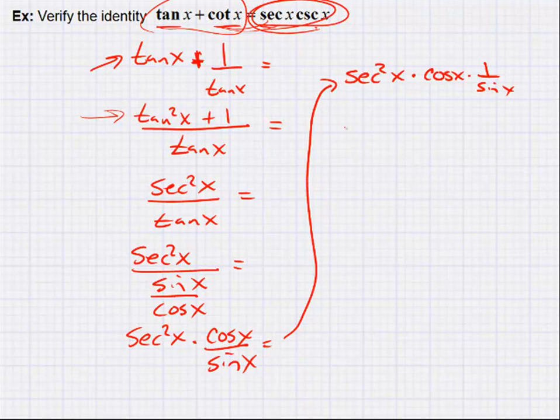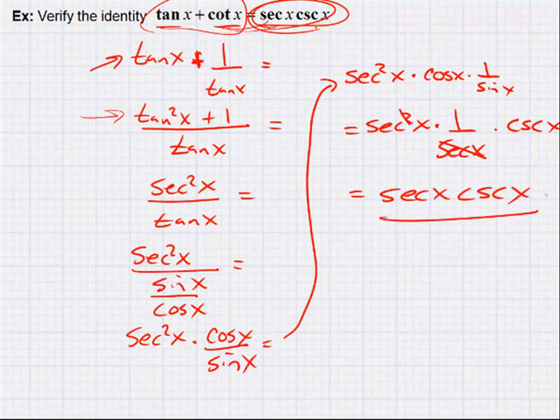Okay. Then I'm going to say secant squared x times cosine is 1 over the secant x, and 1 over the sine is cosecant x. Well, this secant and one of these secants will cancel, so I end up with secant x cosecant x, which is exactly where I wanted to go. So that verifies the identity. You may have looked at this problem and said, I see a totally different way of doing it, and started over here. Perfectly fine. If you can somehow make both of them match up to be the same, you verified the identity.